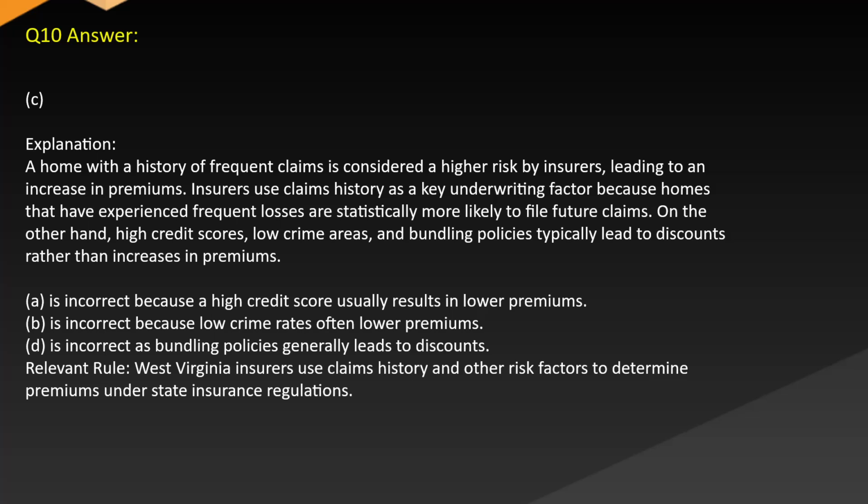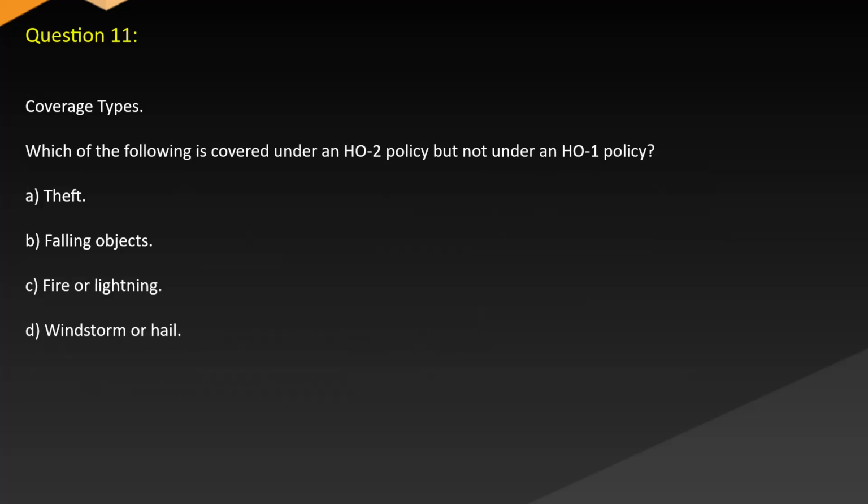B is incorrect because low crime rates often lower premiums. D is incorrect as bundling policies generally leads to discounts. Relevant rule. West Virginia insurers use claims history and other risk factors to determine premiums under state insurance regulations. Question 11. Coverage types. Which of the following is covered under a HO2 policy but not under a HO1 policy? A. Theft. B. Falling objects. C. Fire or lightning. D. Windstorm or hail.